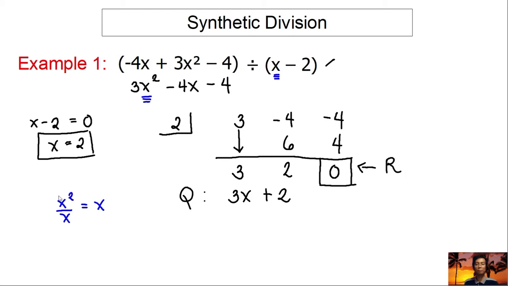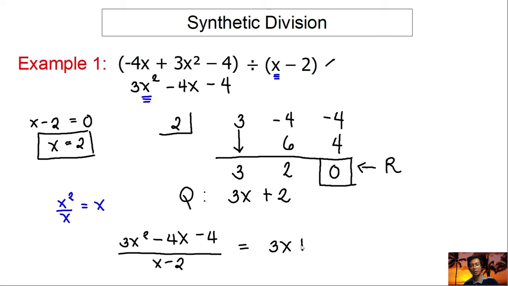Since na-solve na po natin ang quotient at remainder, i-rewrite na natin siya sa format na dividend over divisor equals quotient. So, ang dividend po natin is 3x squared minus 4x minus 4 all over our divisor x minus 2 is equal to our quotient 3x plus 2. So, this is our final answer. So, kung napansin ninyo, same answer siya dun sa aking previous video. And here, we used the so-called synthetic division. So, that's example number 1.